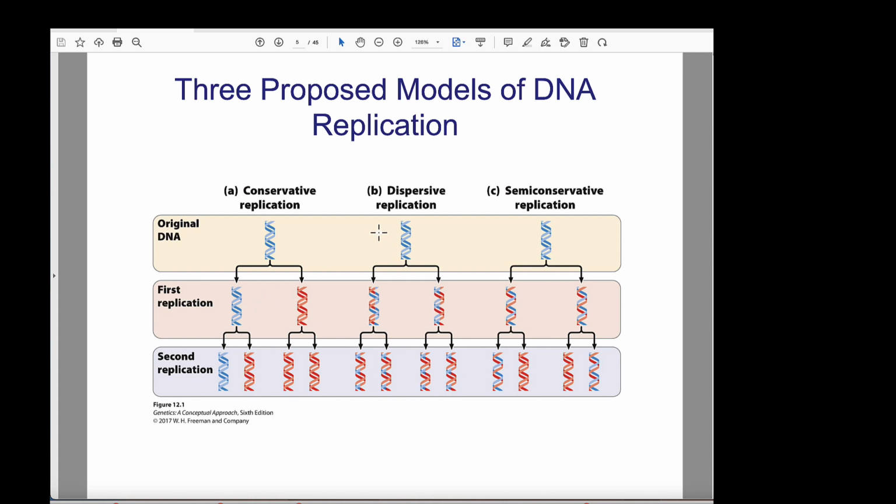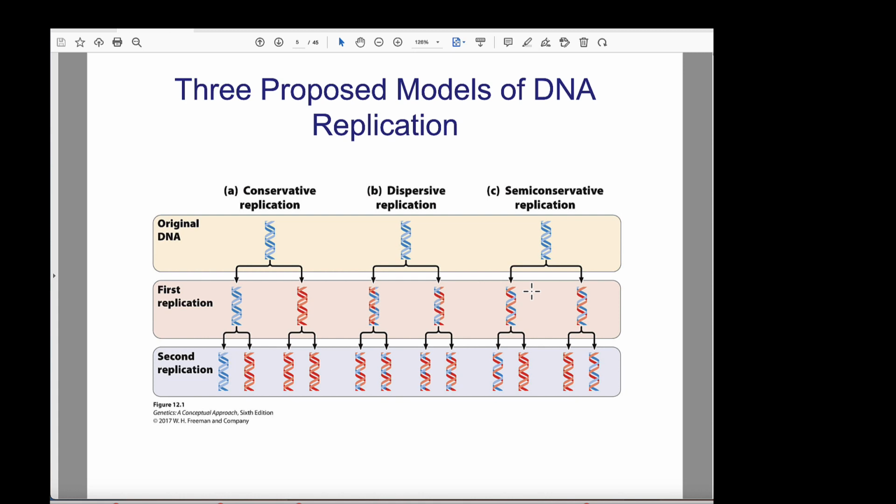In the dispersive replication model that was proposed, the parental DNA is used as a template, but ultimately you have it dispersed throughout and fragmented. So part of each new DNA that is produced is part old, part new, in a fragmented manner, as you see here. Then the semi-conservative replication model suggests that the parental DNA, which you see here in blue, is used as a template, and what you ultimately have is one strand that is old and the other strand that is new.